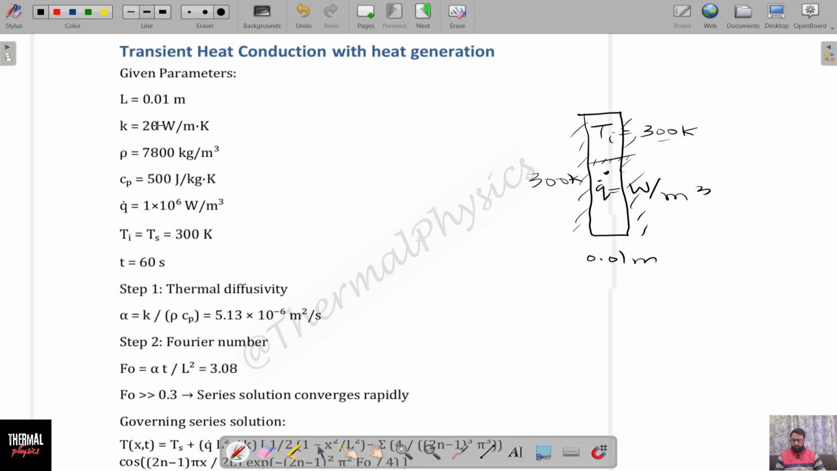So our thermophysical properties are given, q dot is given, and the initial and T surface are the same. We are going to find the temperature at the center. So this is the total thickness, the center will be 0.005 meters, and after 60 seconds we are going to find the temperature.